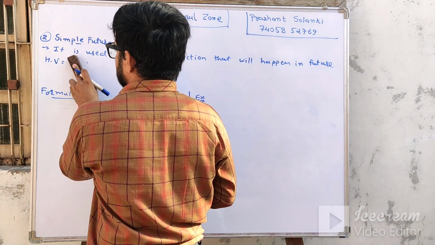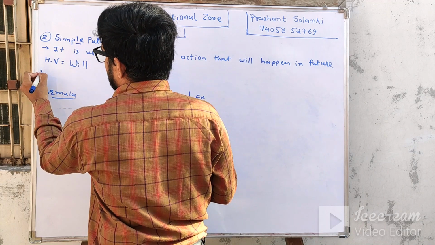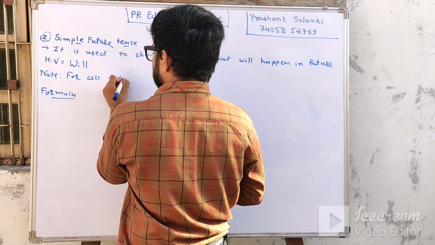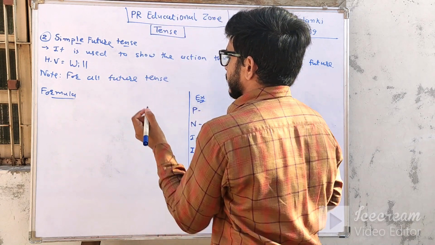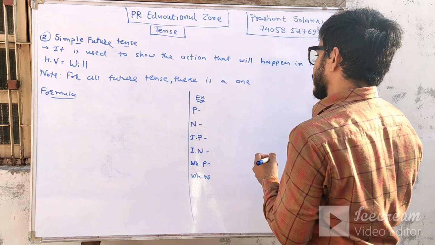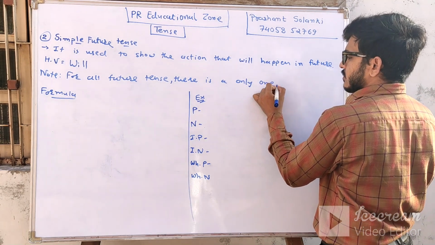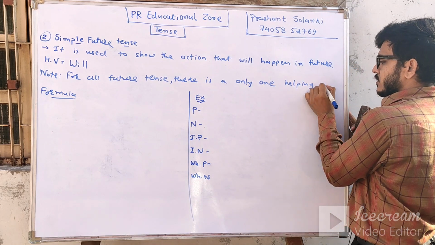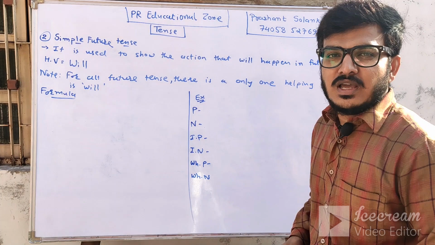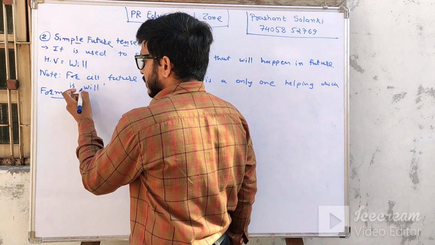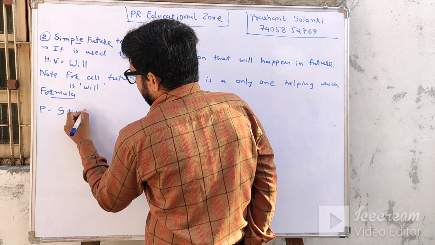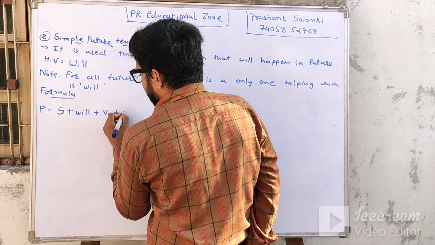Here the helping verb is will, and in all future tenses there is one helping verb, which is will. So in all future tenses we are using will as a helping verb, and now we are going for the formula. In the positive, a general formula: subject, after that helping verb, after that verb 1 and object.